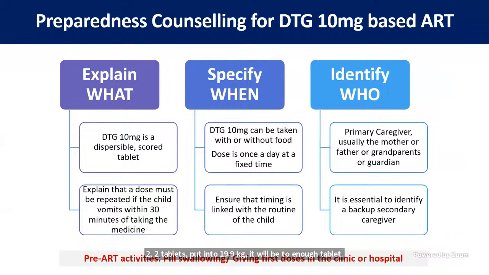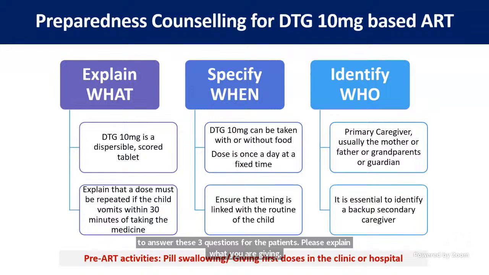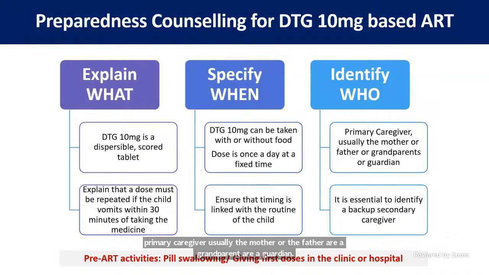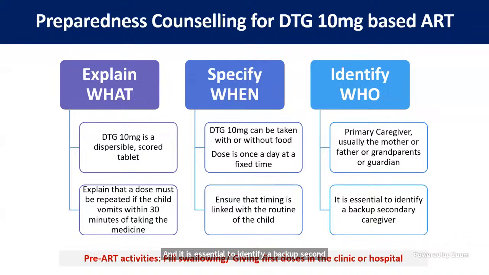Now, when you are doing preparedness counseling, you have to answer these 3 questions for the patients. One is explain what you are giving, specify when you have to give, and identify who is giving this. I think the first step is identify who. The primary caregiver is usually the mother or the father or a grandparent or a guardian. And it is essential to identify a backup secondary caregiver. And then explain what you are giving.